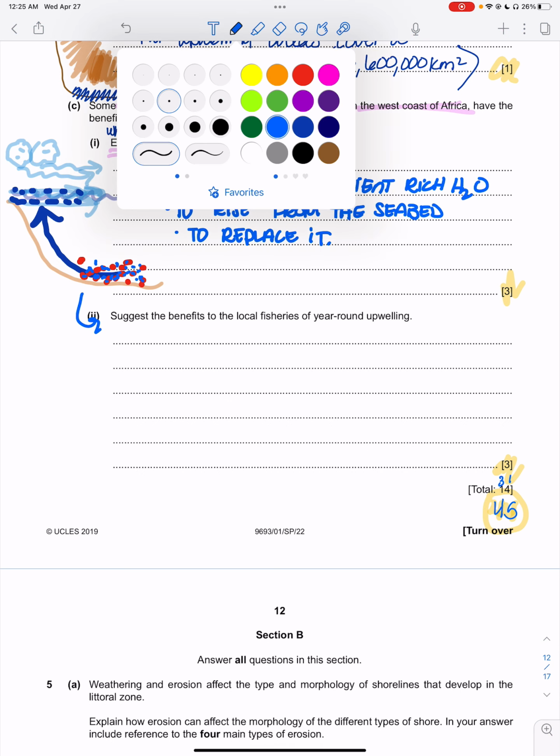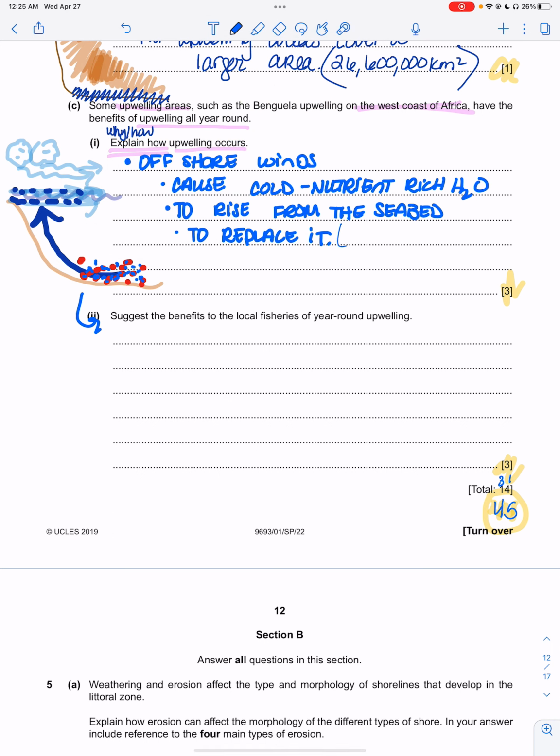I don't like the term replace, but it is on the mark scheme, so I would say to replace it, and then I would say the displaced surface water, or the water that was blown away. All right, so in short, it's the movement of cold, nutrient-rich water from the seabed to the surface caused by offshore winds.